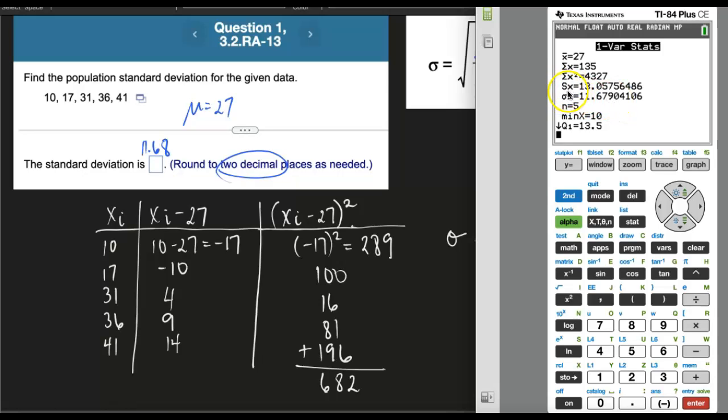Just for comparison real quick, notice that S sub x, that's the sample standard deviation, is written above. So sometimes you might be asked for the sample standard deviation, sometimes for the population. So there is a difference of these two in their notation here, even in the calculator. There are some other methods that the textbook highlights, like for instance, using Excel or using StatCrunch. So I encourage you to watch those videos if you're interested in using that technology to calculate standard deviation.